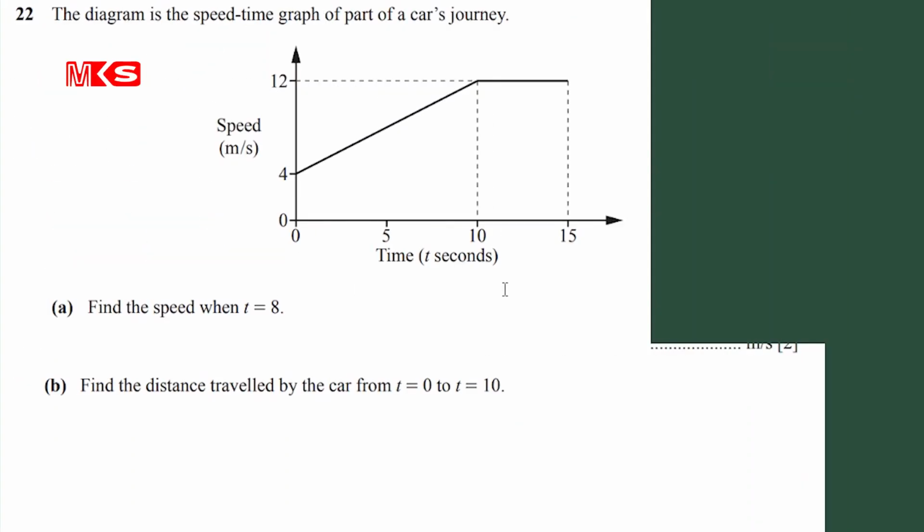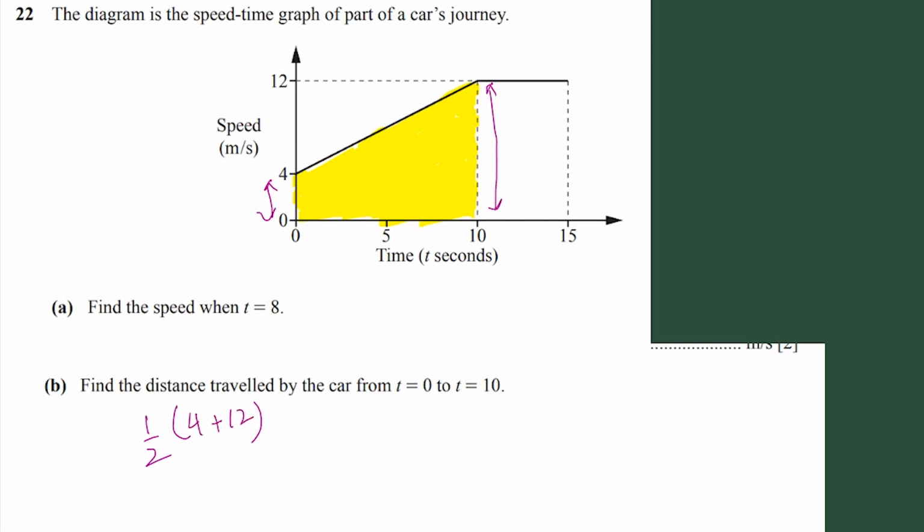Okay, the B part is: find the distance traveled by the car from t0 to t10. In a speed-time graph, distance traveled means the area under the graph. We need to find this area. So this is a trapezium. Area of a trapezium is half times the sum of parallel lines. These two lines are the parallel lines, which are 4 plus 12.